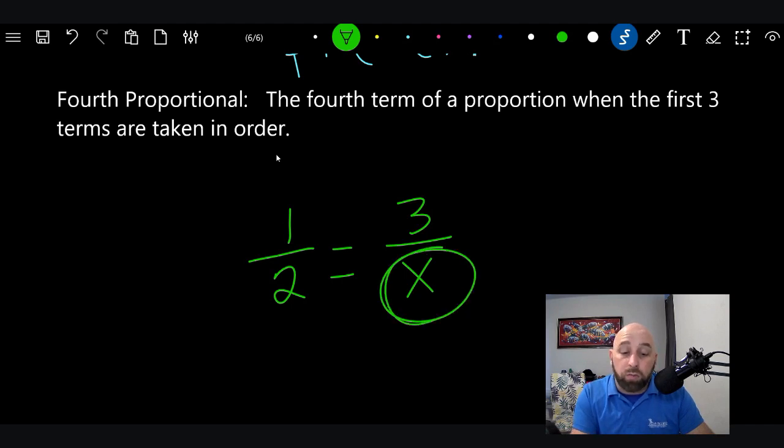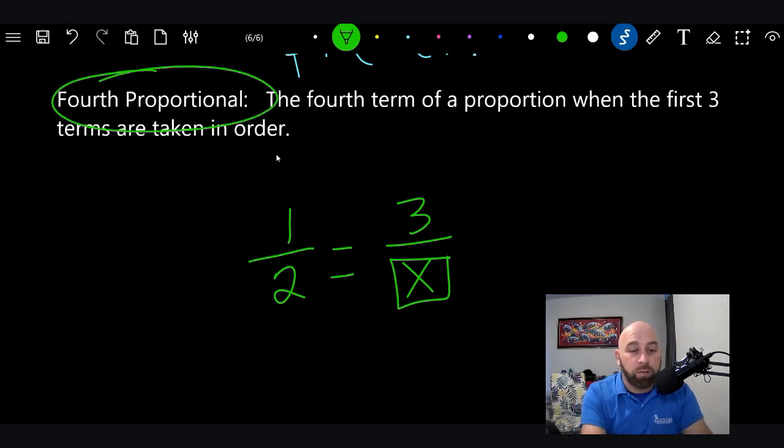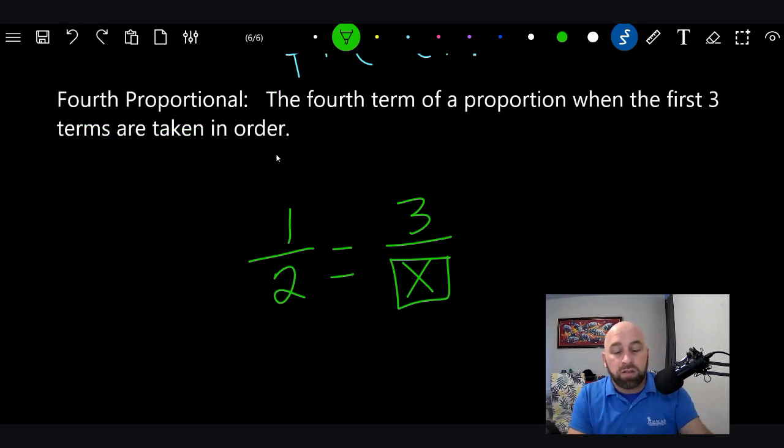Why? Because we're missing the x. We're missing the fourth term. When there's something to find, you call it fourth proportional. Okay? So in other words, we're looking for the fourth term. We're looking for the missing term. So if we have 3 terms and we're missing 1, it's called fourth proportional.